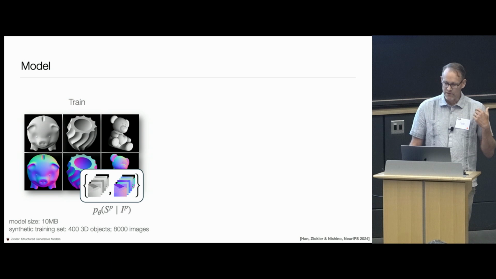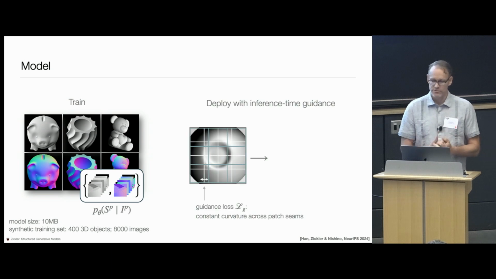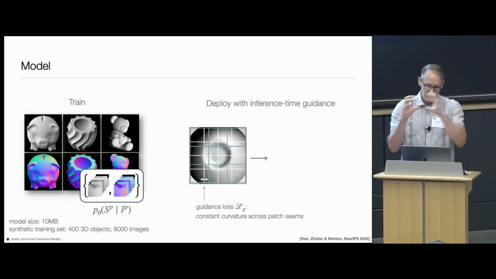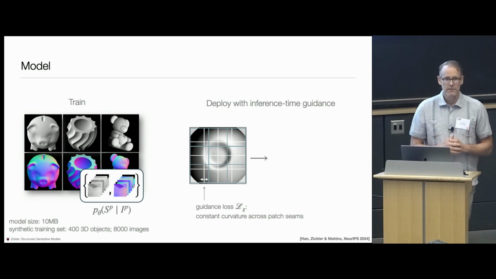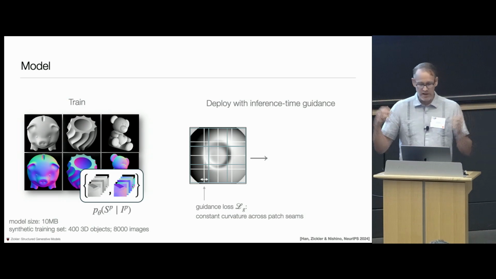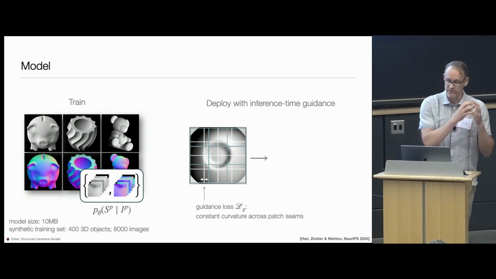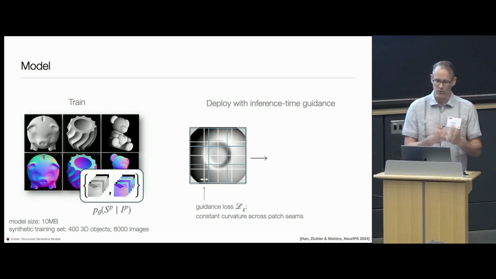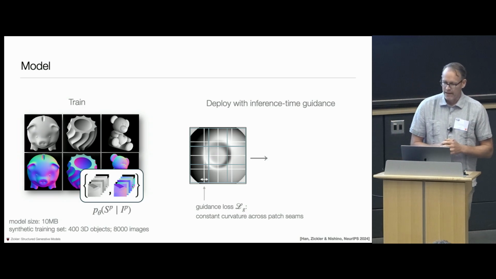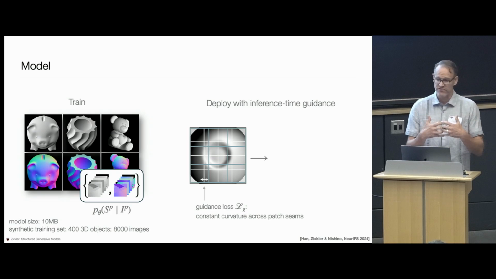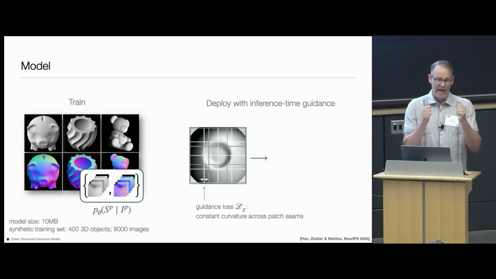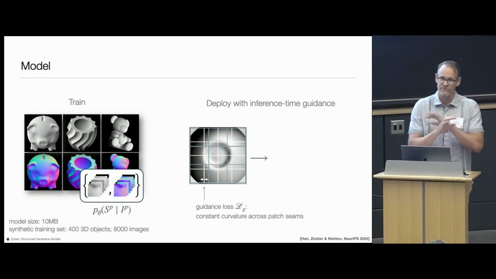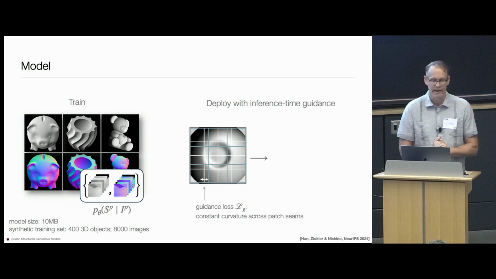And then when we want to deploy this on a new image, we just apply it in patches at multiple scales. And during the denoising diffusion process, there's some guidance that goes back to sort of guide the per patch denoisers, so they all just don't do random things. They're sort of coordinated. And the loss that we use to kind of stitch these patches together just encourages them to have constant curvature at their seams at adjacent patches. So it's very, very simple MRF-like energy.